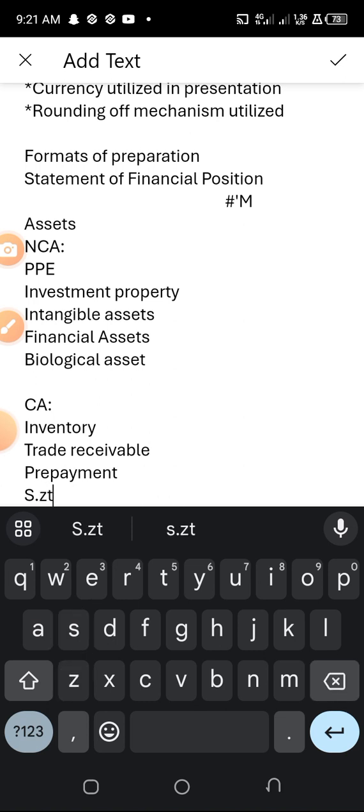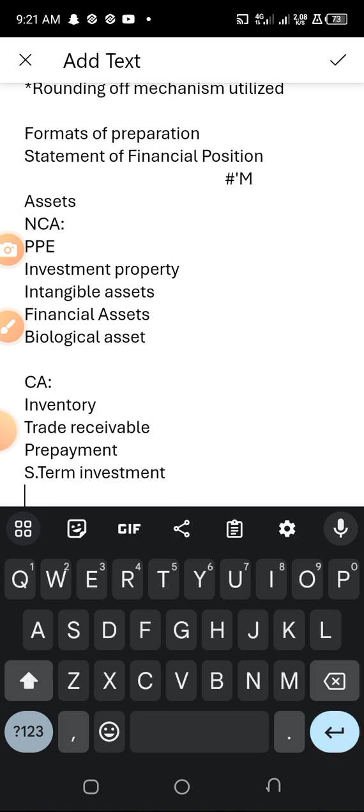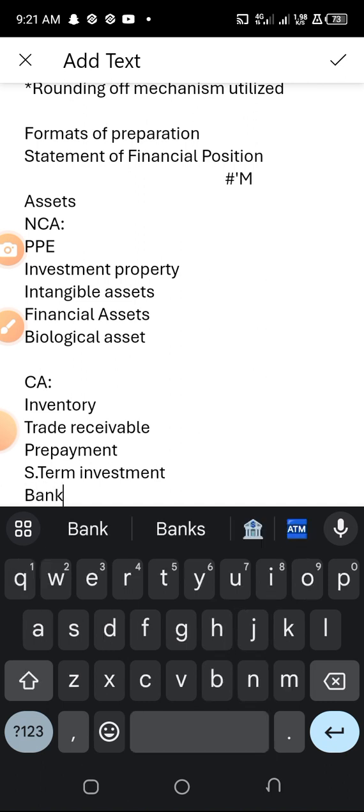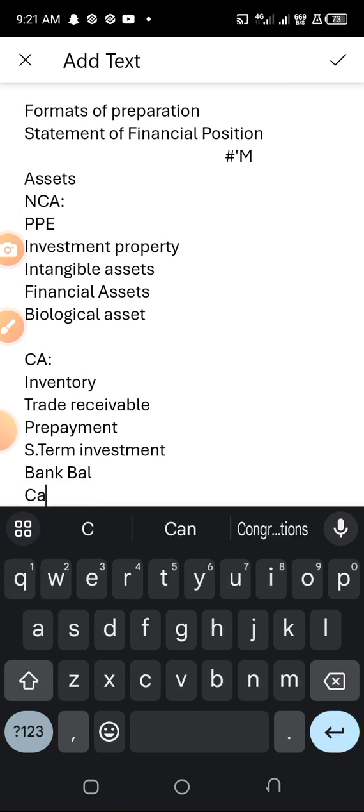Short-term investment also comes under current assets. An example of short-term investment is investment in a treasury bill and some other money market products that are within 1 year. You also have the next one, which is bank balance. This bank balance is your cash at bank. Then you have cash balance, which is your cash at hand.